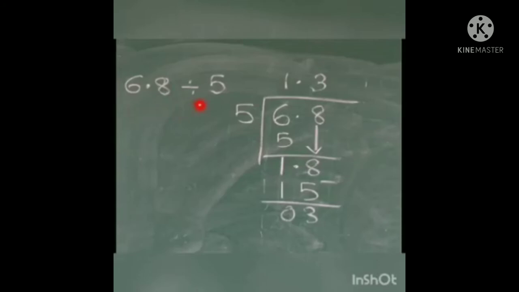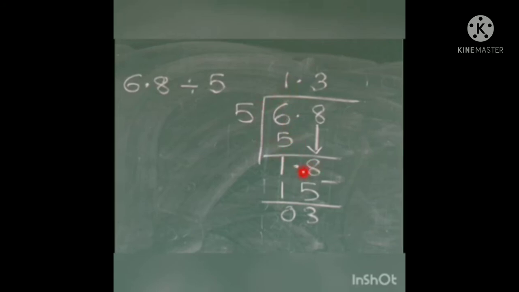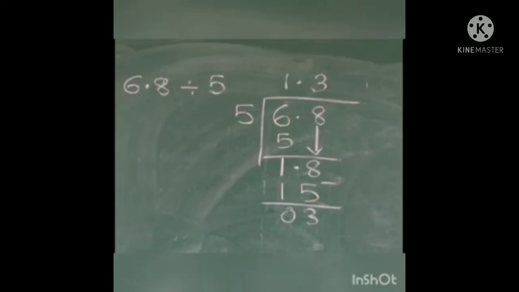We'll see one example. 6.8 divided by 5. Normal division method, what are we getting? In 6 how many times 5? In 6, 1 time, so 1 into 5 is 5, subtracting, 1.8. Now 18 is not there in 5's table, so the nearest number is 15, that is 5 into 3 is 15. Now I wrote here 15. Now 18 minus 15 is 3.